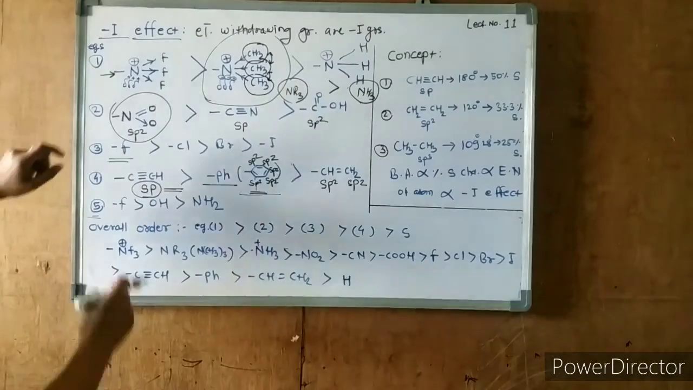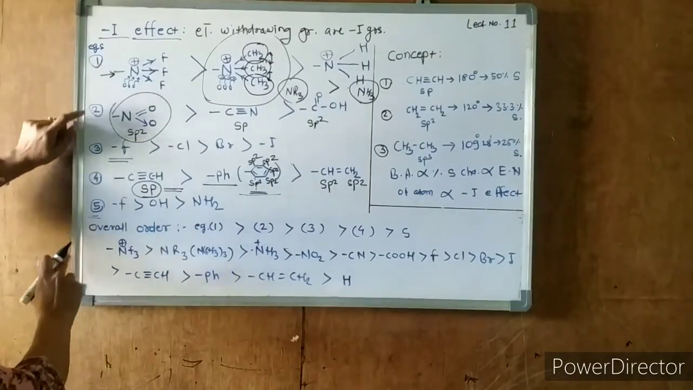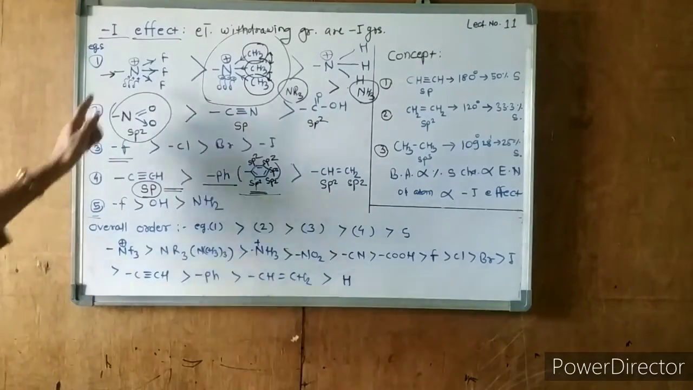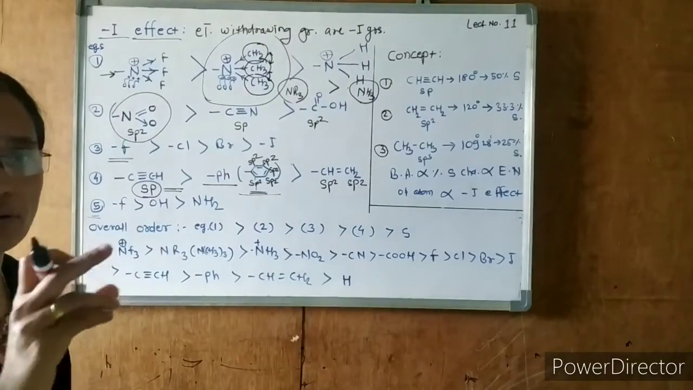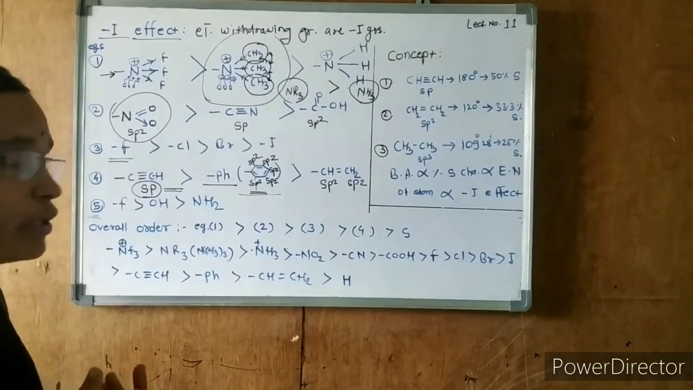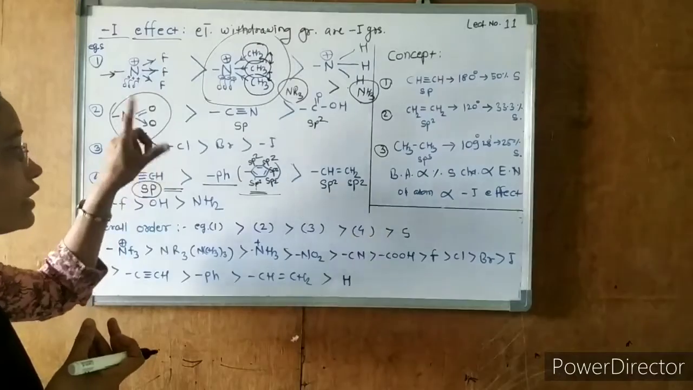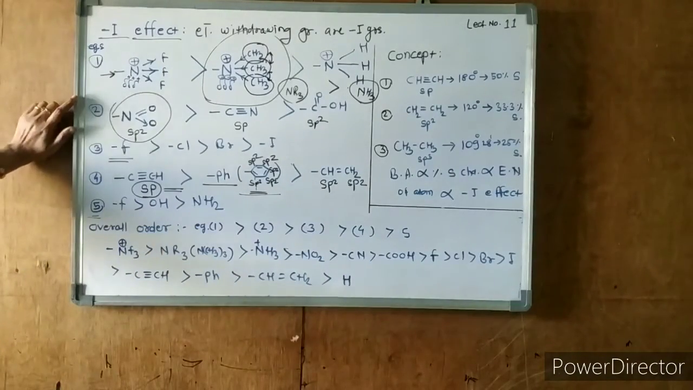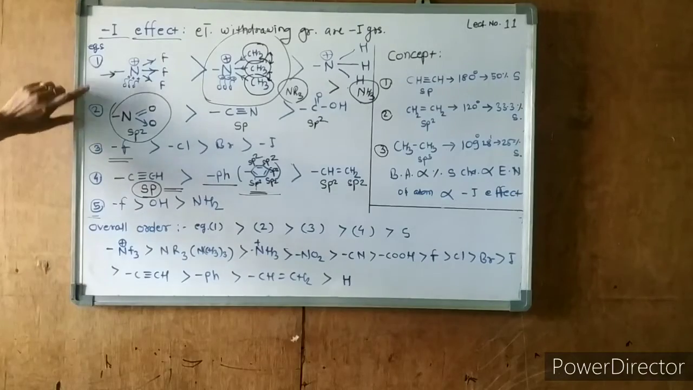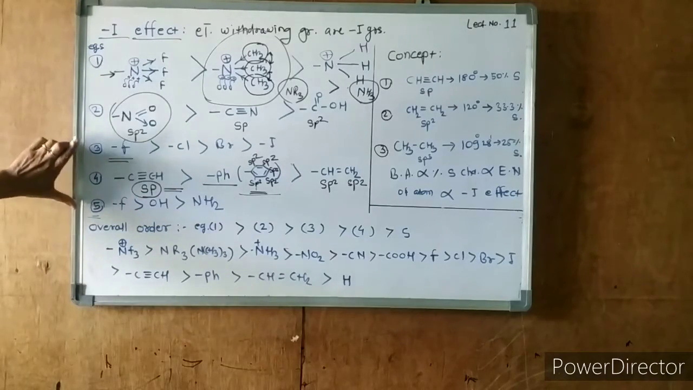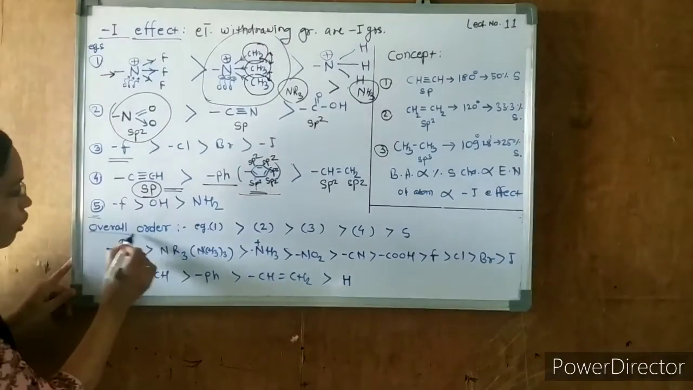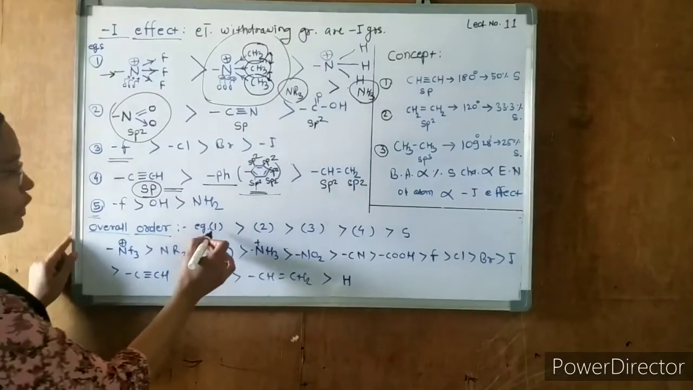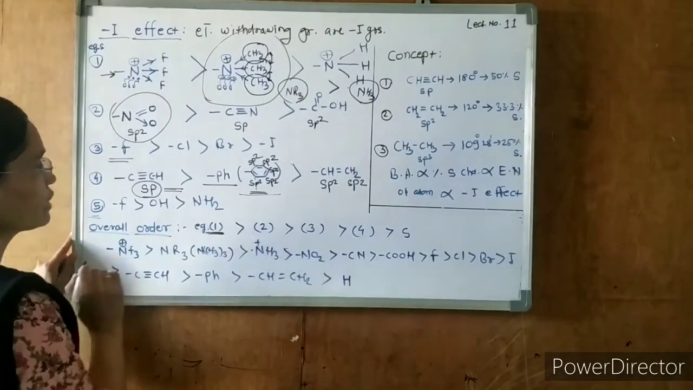Now if we combine all these 5 examples, 1, 2, 3, 4, 5, it becomes very difficult to remember all these groups in a correct manner. So that's why I made this video, to remember them in the easiest way. Now the overall order. You take example number 1 first, right?